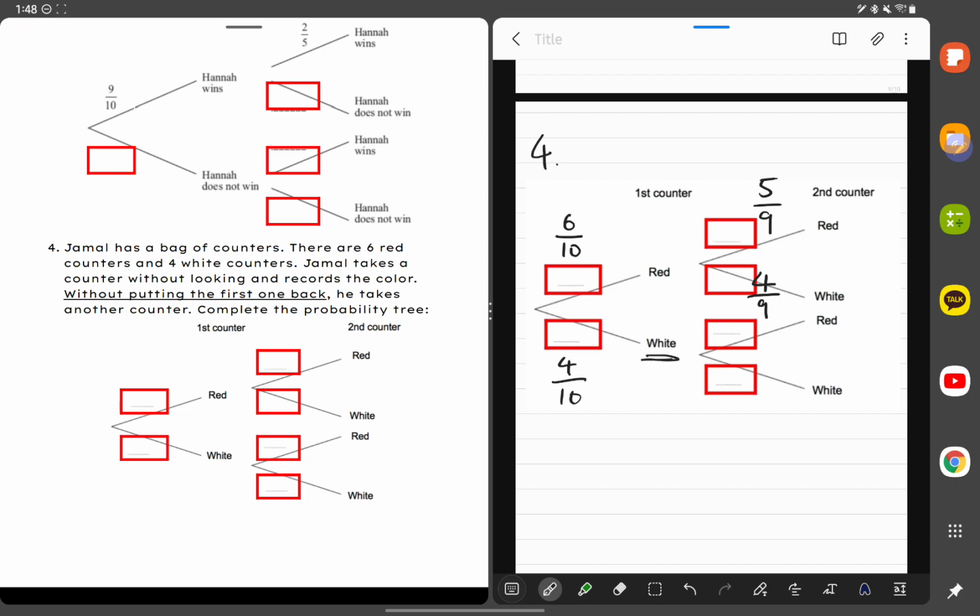Talking about the next one, in the case that the white counter is taken out to begin with, then we have 6 out of 9 for red because one counter is missing, but there are still 6 counters in the bag. And of course here we have 3 over 9. All right? That's because one counter is gone. So it's 9 counters in the bag altogether. So that's why we have the 9. Then we put the 3 in, because there are 3 white counters left in the bag. In the bag there are 3 white counters out of 9 counters altogether.